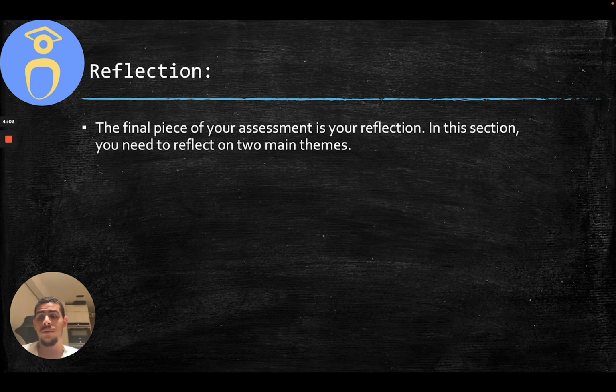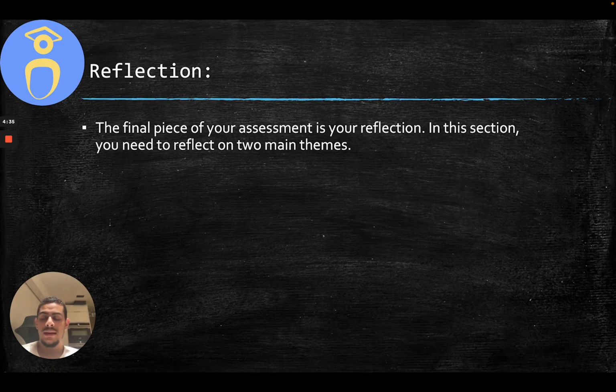Now, this is the final piece of your assessment, and in this section, you need to reflect on 2 main themes. The first is what you've learned while researching your history IA, and the second is the challenges and limitations that historians face. For reflecting on what you have learned, you may want to discuss the methods that you used while researching the topic itself, which were similar to that of a historian, and discuss their advantages as well as their disadvantages. For the second point, you want to discuss the limitations that historians face.